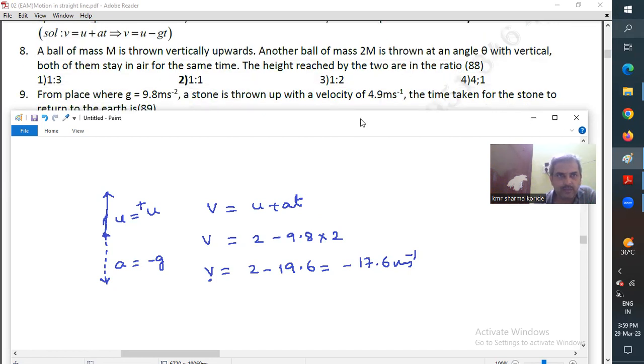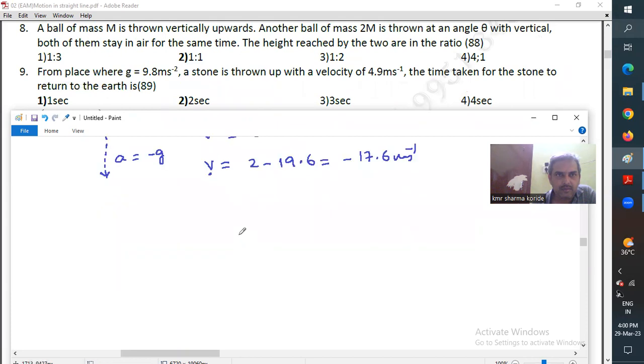Moving to another question. A ball of mass M is thrown vertically upwards. Another ball of mass 2M is thrown at an angle theta with the vertical. Both of them stay in the air for the same time. The heights reached by the two are in the ratio? Nowhere is the question connected with velocities. Only masses are there. So the motion of the ball of mass M or 2M is independent of masses. So the answer is 1:1.